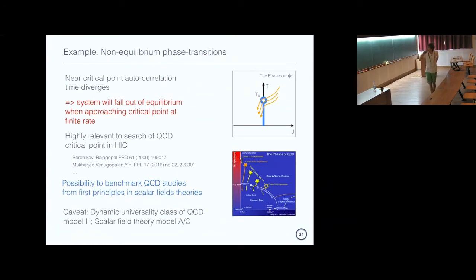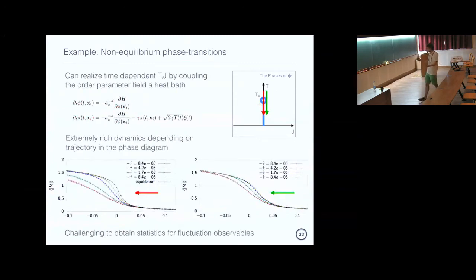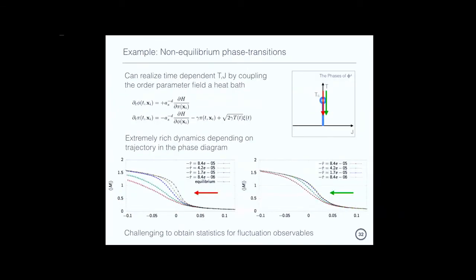Yeah. What I would like to highlight here is the possibility to benchmark these critical point searches with these simple kinds of studies in essentially Ising model-like systems. Yeah. And it turns out this is something you can actually do within this approach as well. Essentially, you can no longer consider the conservative Hamiltonian dynamics, but you have to add a coupling to a heat bath that allows you to dynamically change the temperature of the system as a function of time. Yeah?